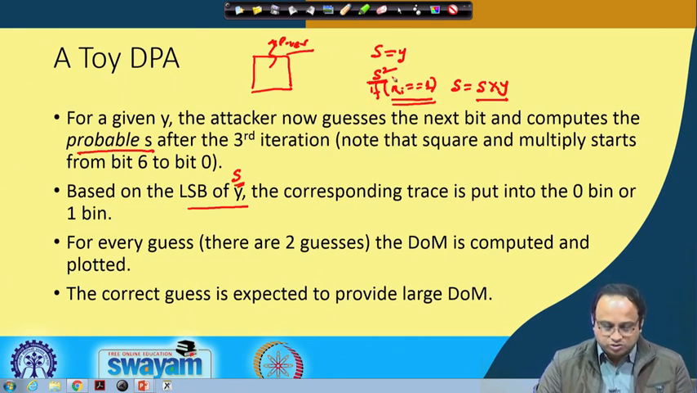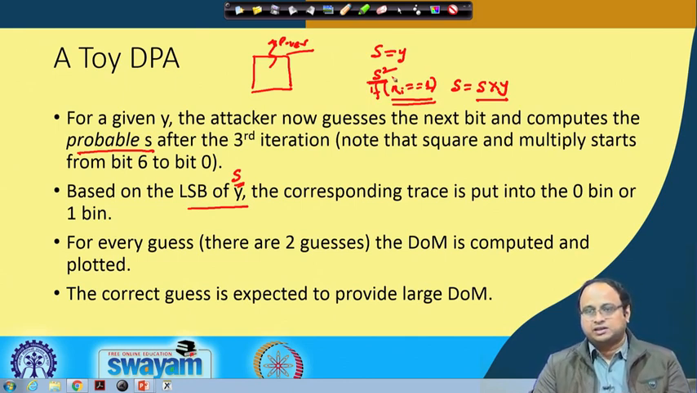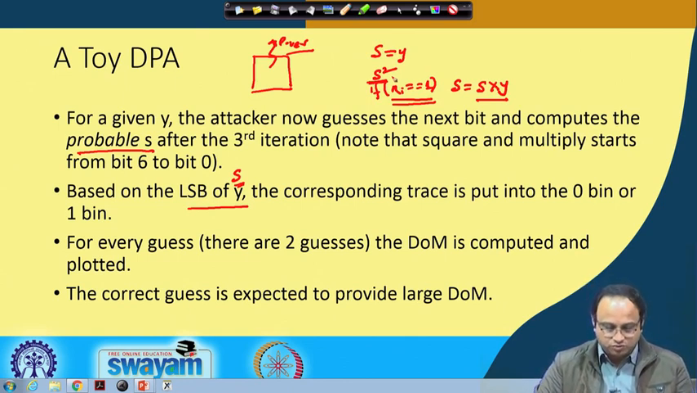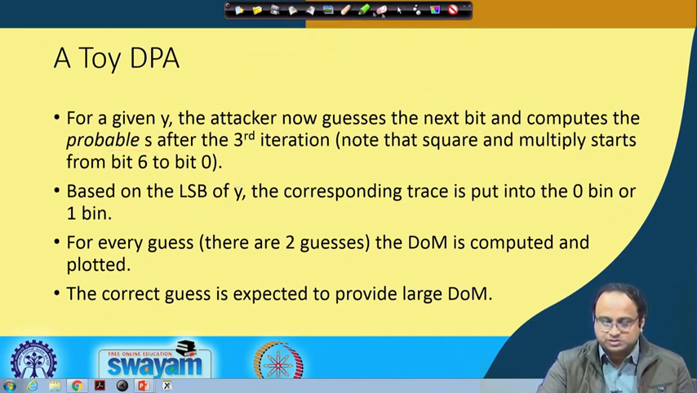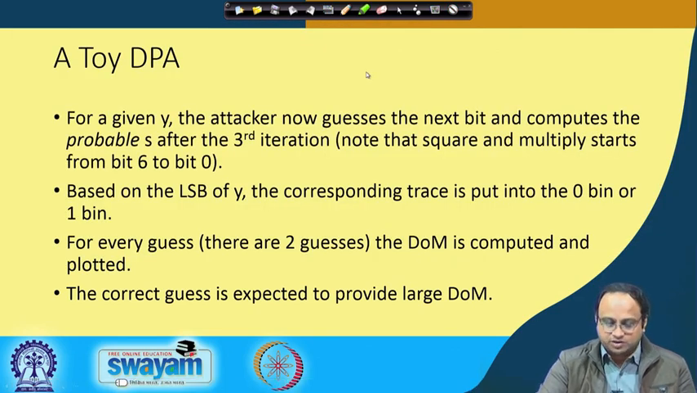So which one is correct? That is the question from the attacker's point of view. For every guess, there are two guesses, and the difference of means is computed. Whichever has the higher difference of means is the probable guess. Of course, this is a statistical attack, so if you observe a large number of samples, you are expected to get a better result and clearer separation.